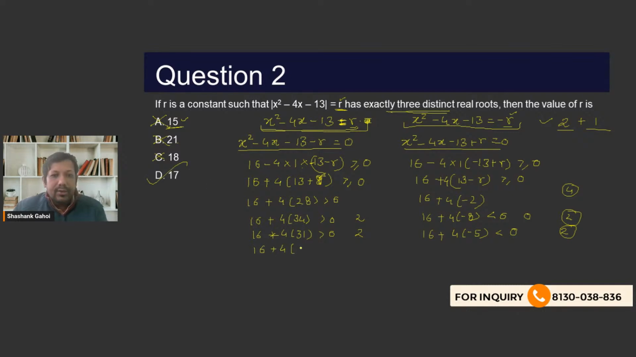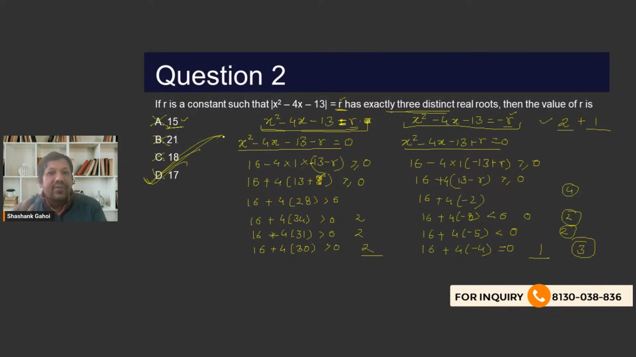How? 4 into 30, that's greater than 0. So two roots, 16 plus 4 into minus 4, and that's equal to 0. So I'm going to get one root from here, two roots from here. So total number of roots we are talking about is 3, and that satisfies all the conditions. So answer of this question is going to be option D.